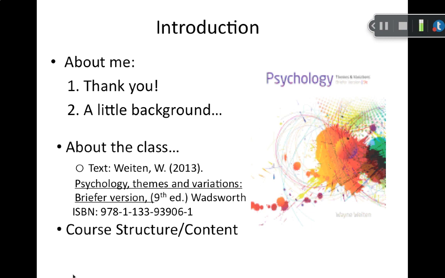About the class, the textbook is Wayne Weiten, Psychology: Themes and Variations, Briefer Version. This is the 9th edition, the most recent edition. For this course, you can get away with an earlier edition. I would say an 8th edition would be fine. If you can find a cheap copy online, that would be great. The only difference, as far as I can tell, is the chapter order. Other differences I'm not aware of.